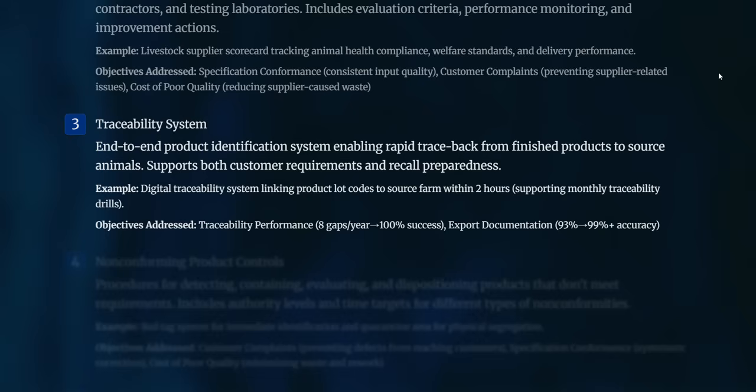The objectives addressed here through this output of traceability system include traceability performance, currently at 8 gaps per year, and we are aiming to reduce it to 100% success of traceability drills, and also export documentation accuracy to above 99%.